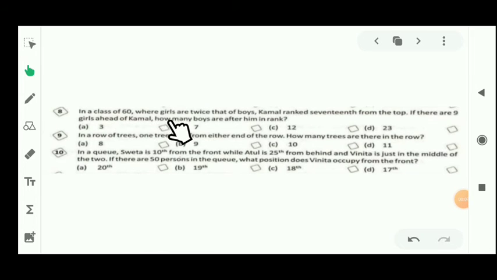In a class of 60 where girls are twice that of boys, Kamal ranked 17th from the top. If there are 9 girls ahead of Kamal, how many boys are after him in rank?